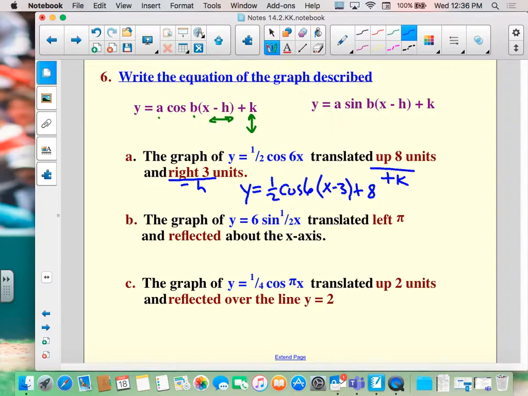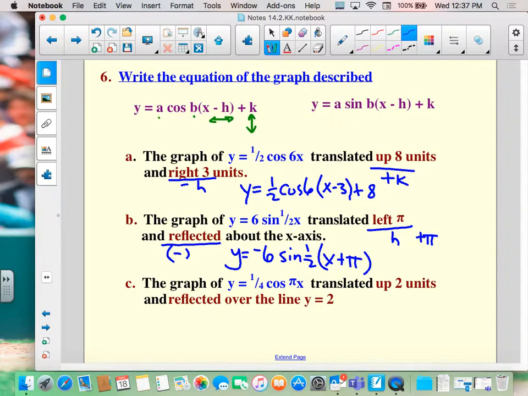All right, so the next one, letter B, we are translated left pi. So that's your h, and left is a plus. That would be a plus pi. And it's got a reflection. So all that does is throw a negative sign in there in front of the sine. So we would do y equals, instead of 6 sine, we would do negative 6 sine. We keep the 1/2, but in parentheses, we're going to put x plus pi.